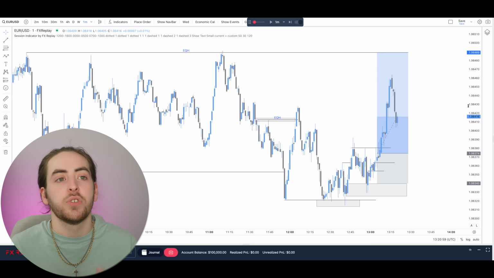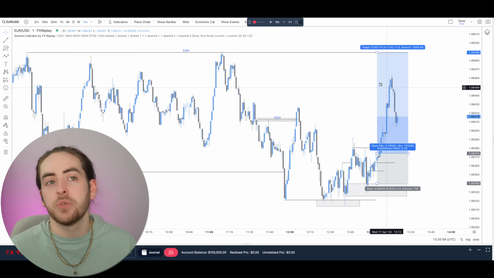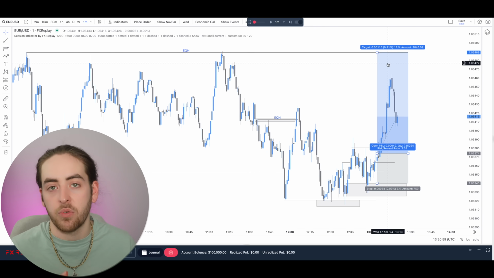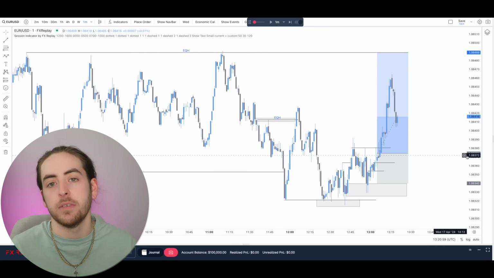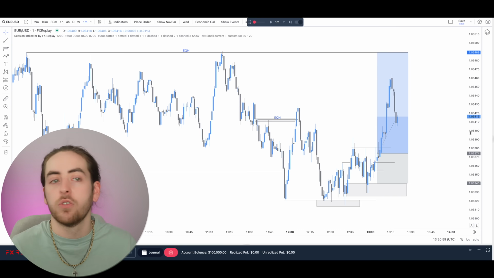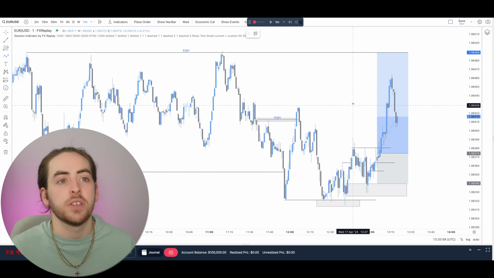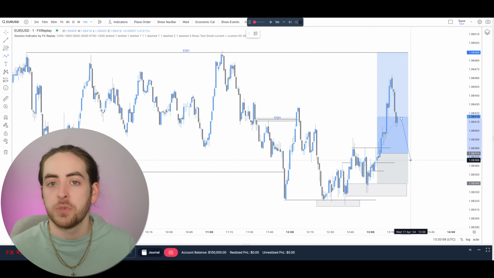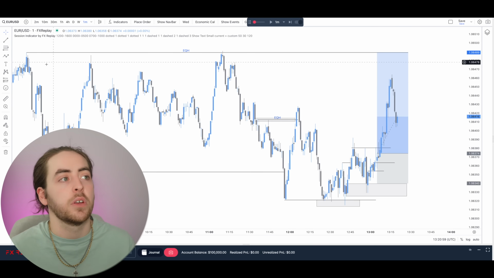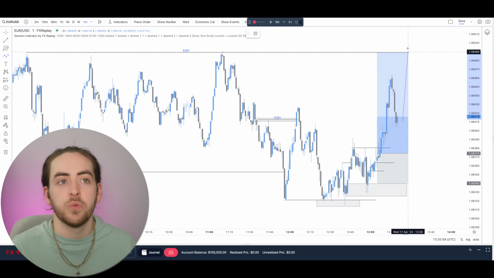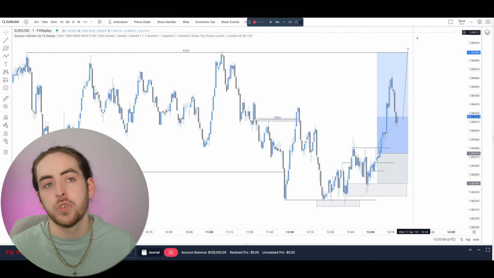So at this point, I've got two things in mind. I am out of some of the position for minimum 1% in profit, and I have my stops rolled to break even. So at this point now, I have no risk left on this trade. If the market decides to come back to entry, I'm out for plus 1%, which is obviously a positive outcome. And if the market does continue up towards the target, well, then I'll be out for the full 2.67.